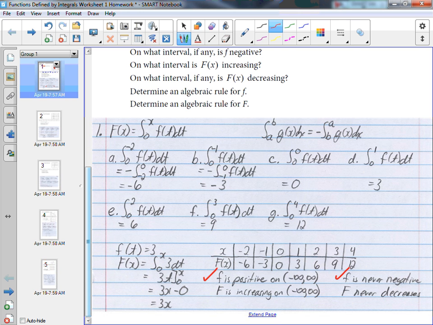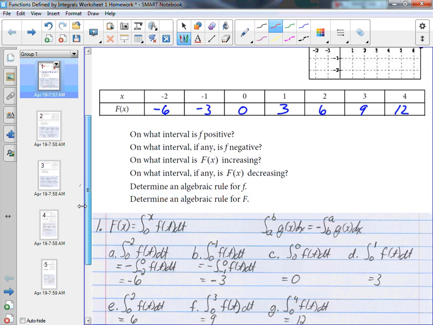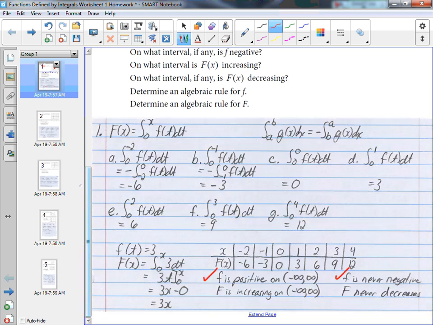Then they ask, on what interval is capital F of x increasing? Well, so we look at your numbers. -6, -3, 0, 3, 6, 9, 12. It's increasing there. Now, generalize. Since little f is always positive, hey, could we think of little f as being its derivative? I think we could. If the derivative is positive, is the function always increasing? Sure is. So capital F is increasing forever from -infinity to infinity.